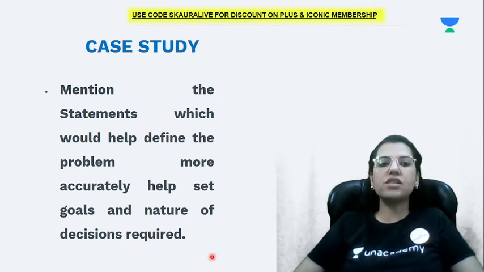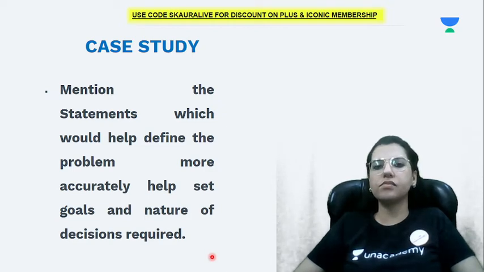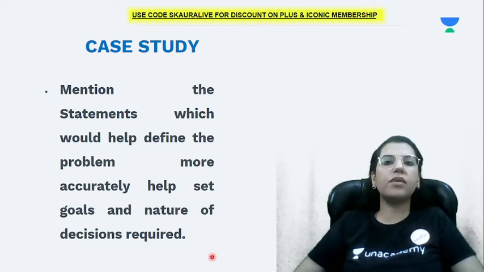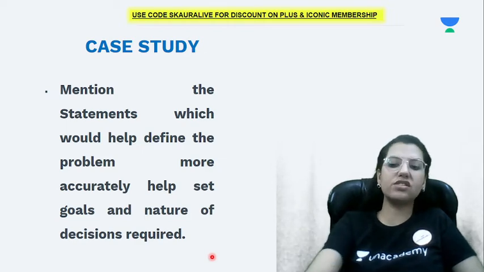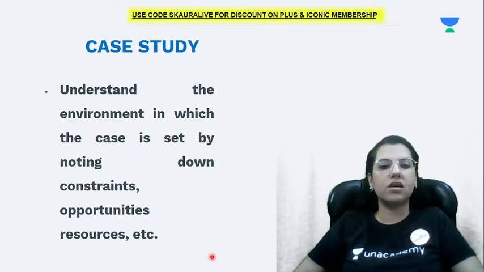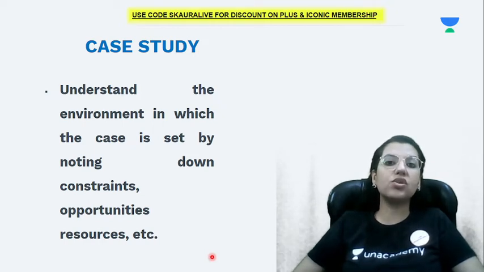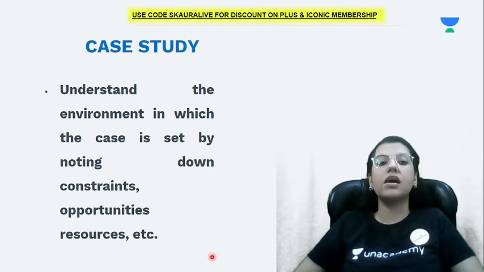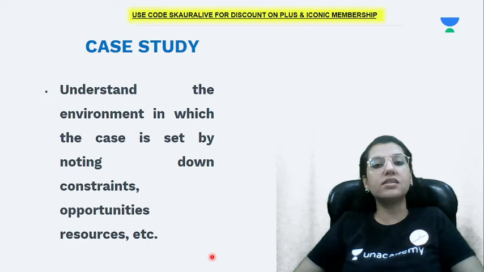Then mention the statements which would help define the problem more accurately, which will help set goals and the nature of decision required. Then you have to understand the environment in which the case is set. You'll note down all the constraints, the opportunities available, and the resources available, under which this case has been executed. So you have to jot down the case environment as well.